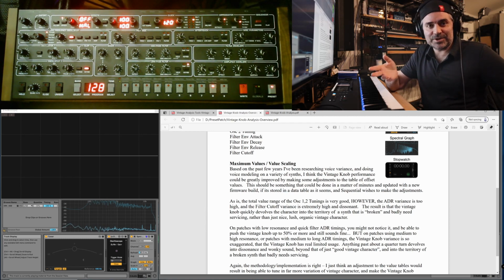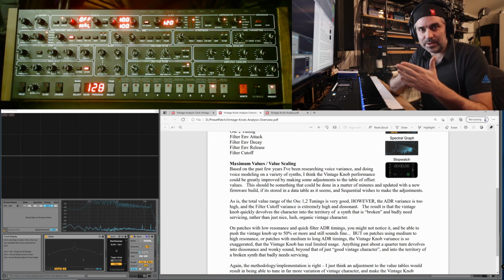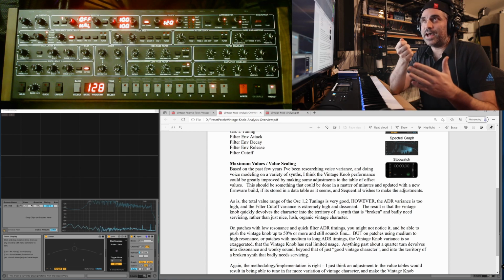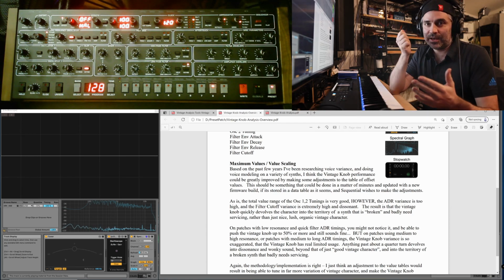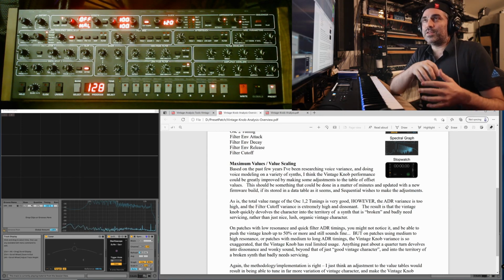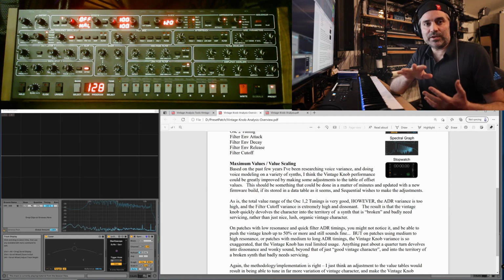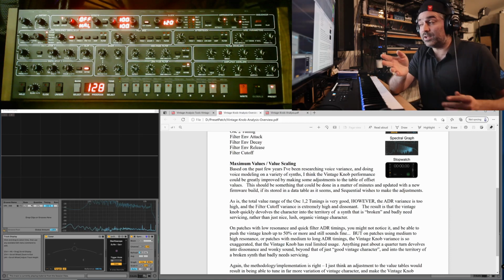My interpretation is the vintage knob should go from 0 to maximum, and at maximum value, it should have a ton of character. It should act like an old Memory Moog or old Prophet synth with a ton of character, a ton of per voice variance, but still have some musicality to it.